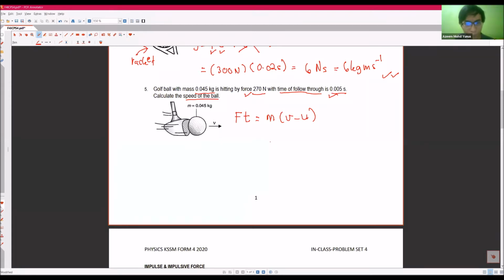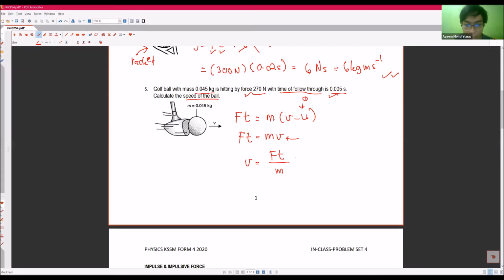So assume that we hit the ball initially at rest. So the u here will be 0. So it just becomes Ft equal to mv, because m times v minus m times u, and m times u is 0, so mv minus 0 is mv. We want to find the velocity, which is the speed of the ball. So what's going to happen to the mass? It's going to be divided.